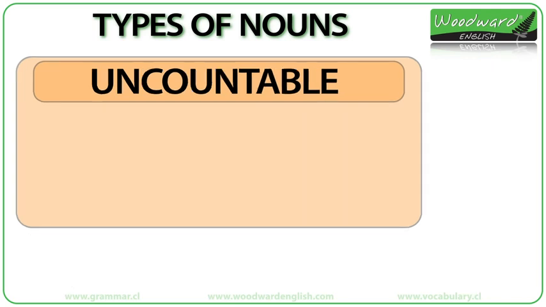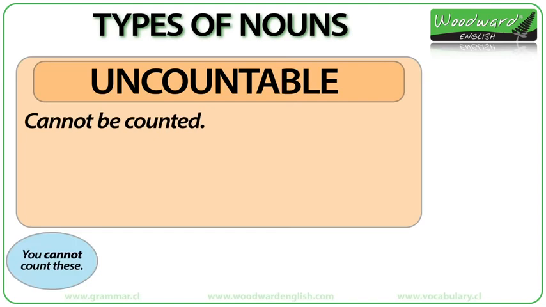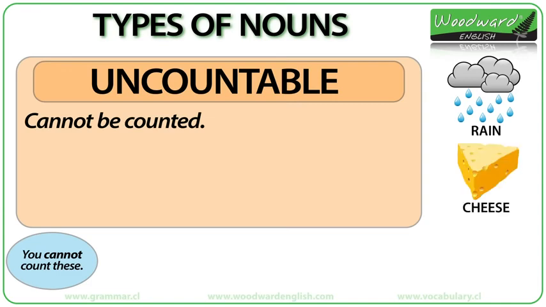Uncountable nouns. Uncountable nouns are nouns that cannot be counted. For example, you cannot count rain. No. You do not say 1 rain or 2 rains. No, it's not possible. So rain is uncountable. Cheese is also an uncountable noun because you can't count cheese in English. You can count slices of cheese, but then you're counting slices, as in 1 slice or 2 slices and not cheese.